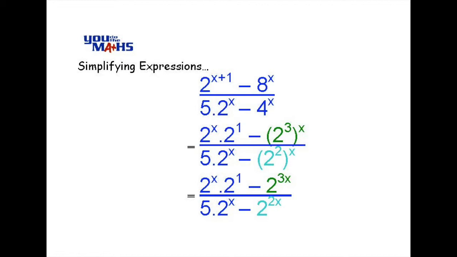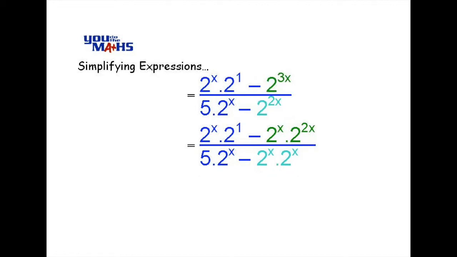So to help us on our way, we'll split 2 to the 3x using an index law which says when you have a common base you can add indices. So 2 to the 3x becomes 2 to the x and 2 to the 2x, and 2 to the 2x becomes 2 to the x and 2 to the x being multiplied together. We can now see that the term 2 to the x is common throughout every part of the expression, and we'll look to factorise that in the next line.